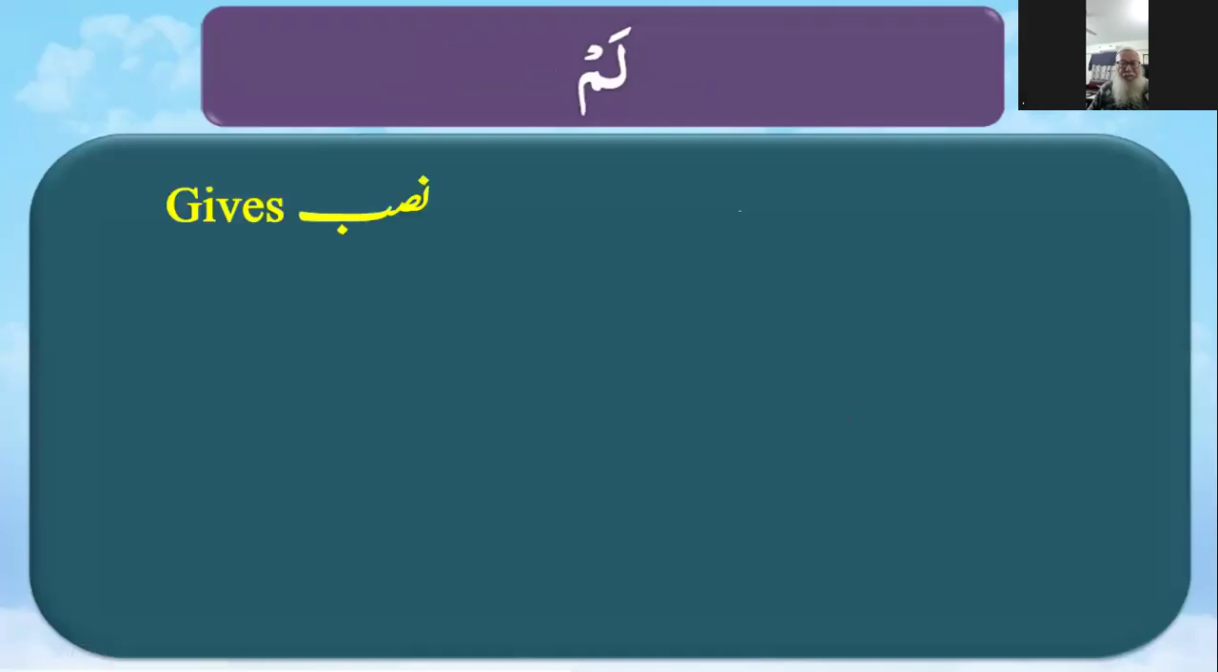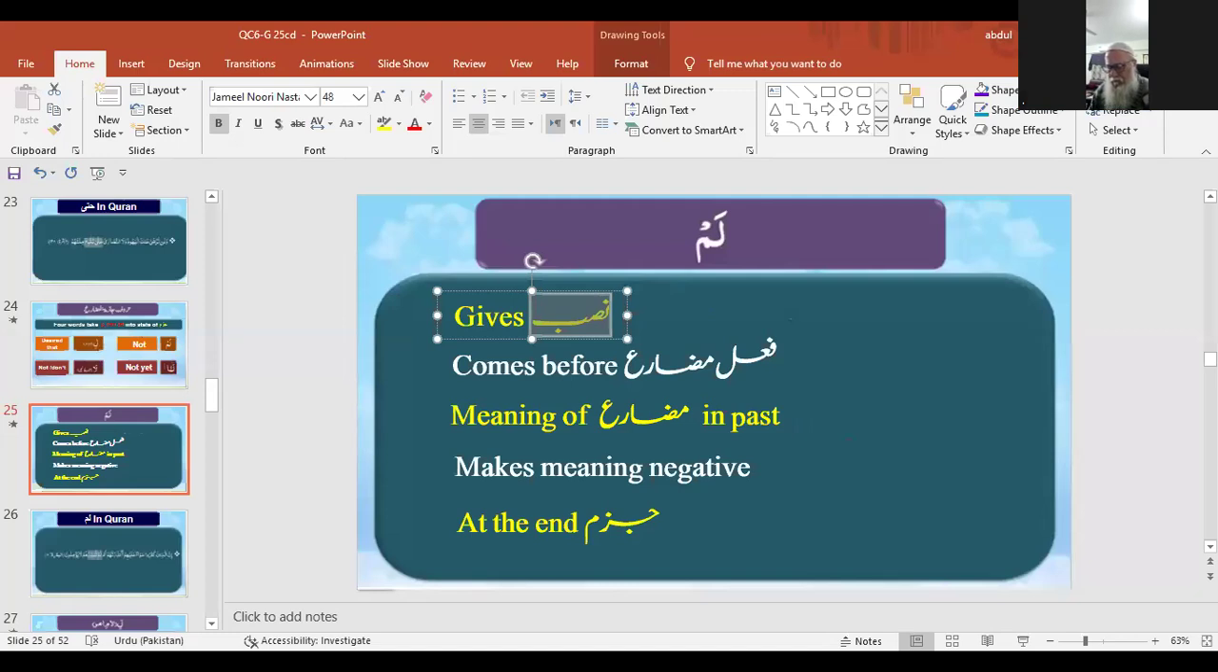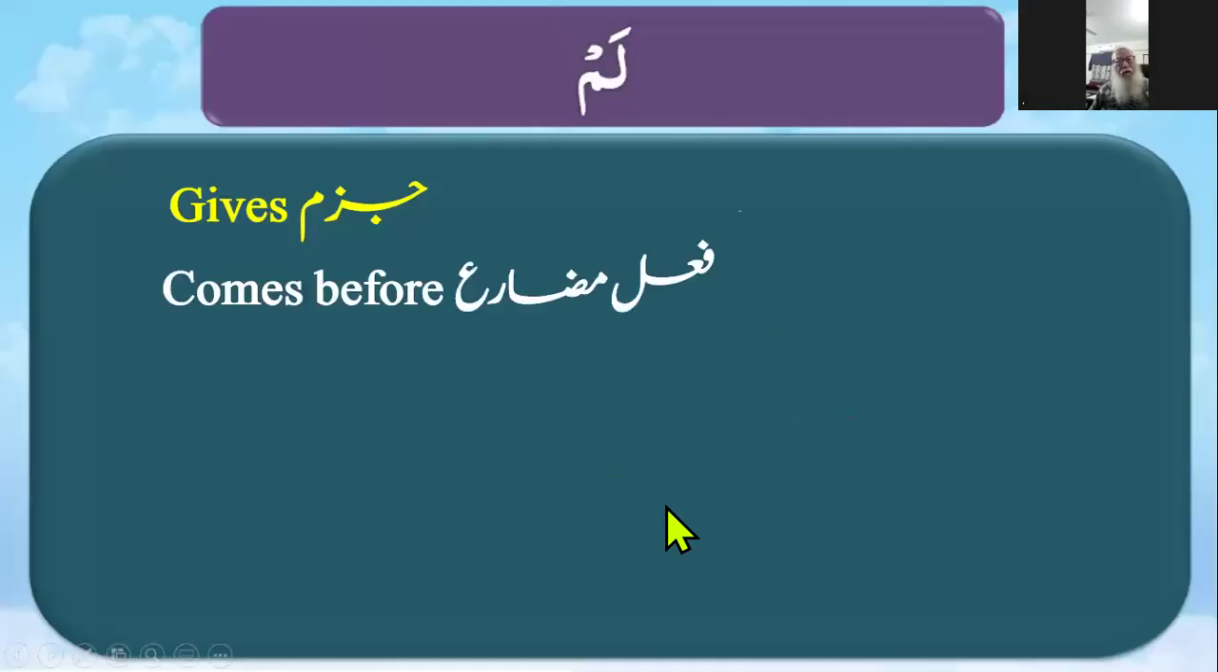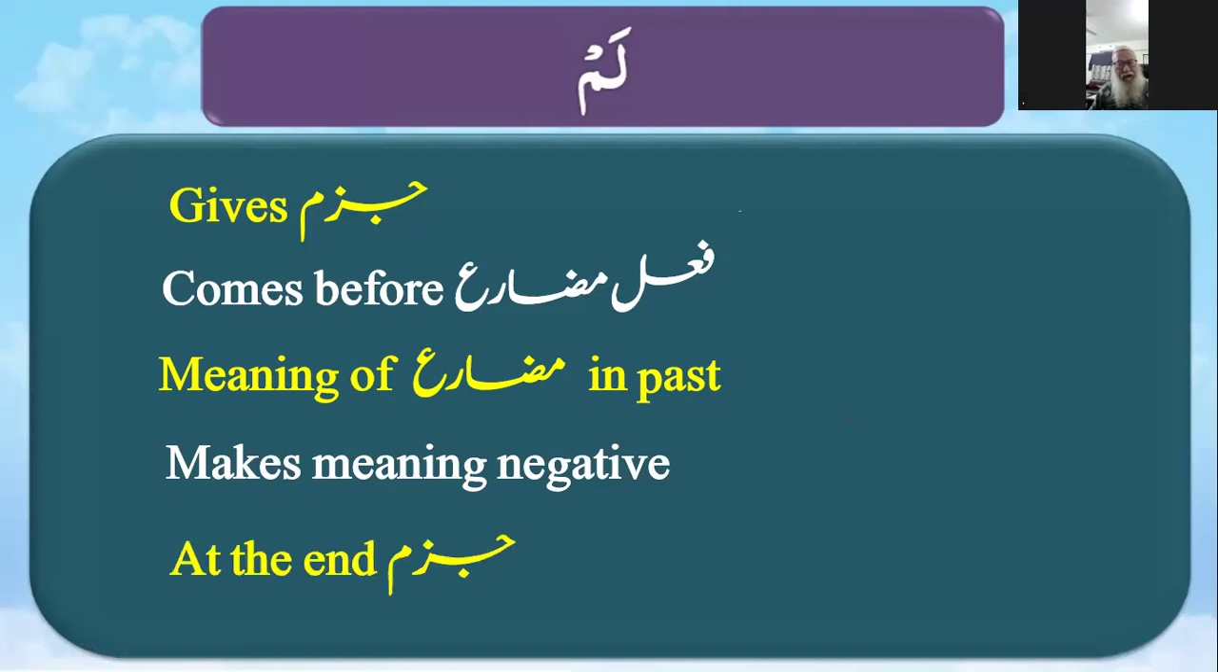Let's take the example of lam. It does not give the nasb, it gives the jazm. So it gives a jazm, and comes before fi'l mudari. The meaning of mudari is taken to the past and made negative. So these are the three changes which the lam causes, and jazm at the end, of course.